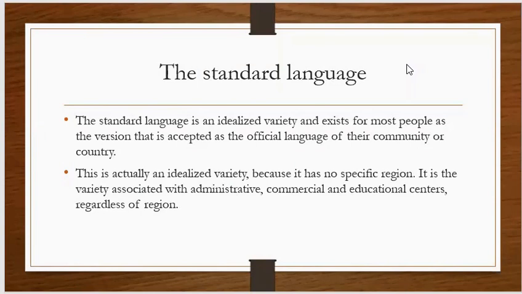So practically no group in a community is using standard language. It is actually an idealized variety because it has no specific region. It is the variety associated with administrative, commercial, and educational centers, regardless of region, right? So this variety is not the language of any particular region. Rather, all of those people who are speaking different varieties of that language would be considering it as a standard language or an idealized language, and they would be following it.